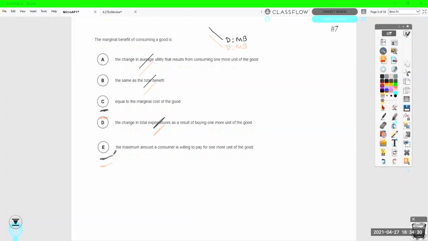Now, why is E the correct answer? For two reasons. Remember that the demand and the marginal benefit are the same. And we always say the demand is the maximum amount a consumer is willing to pay. So that willingness to pay is my first clue that this is the best answer. The second is it's got that marginal in there. One more unit of good. So E is going to be the better answer.